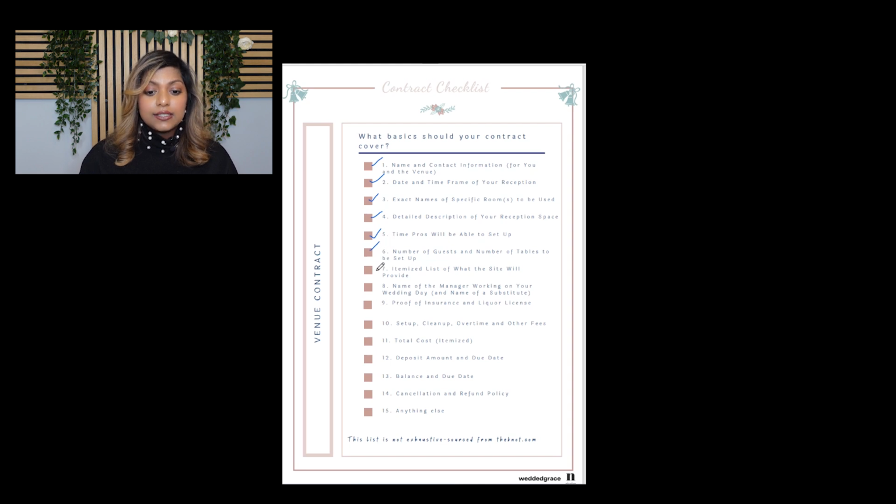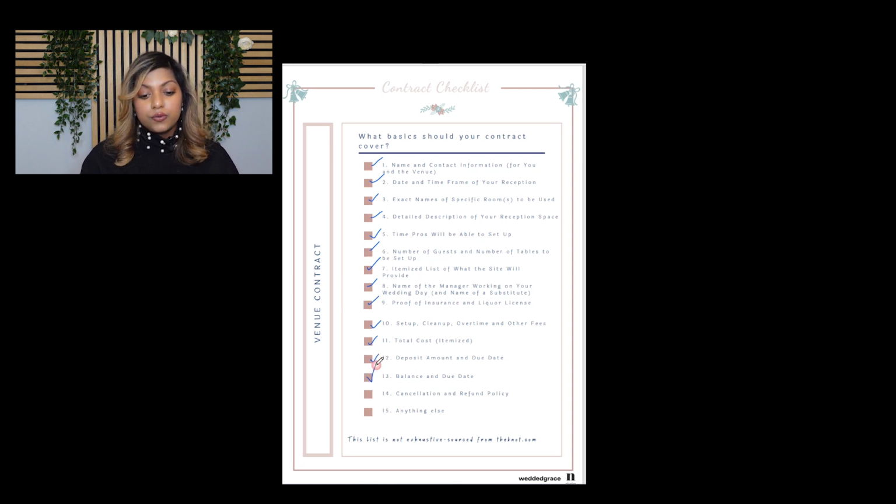7, an itemized list of what the site will provide, the name of the manager working on your wedding, and the name of any substitute in case that manager is not available, proof of insurance and liquor license, setup, cleanup, overtime, and other fees, total cost, which needs to be itemized, meaning just that the cost needs to be split up into different levels and it shouldn't just be one chunk of money. 12, deposit amount and due date. 13, balance and due dates.